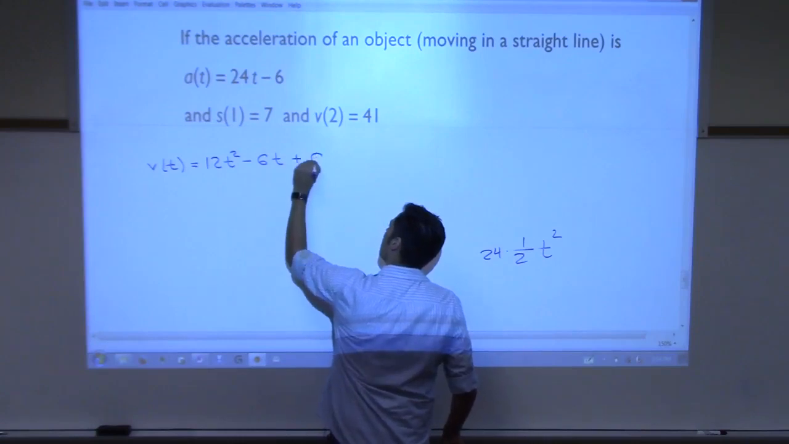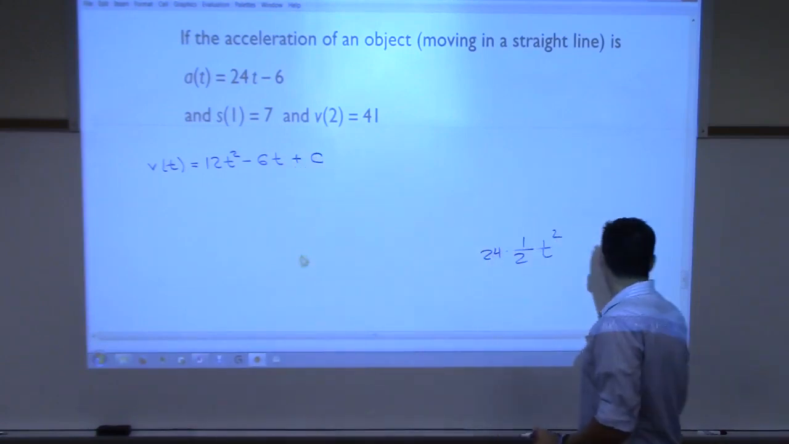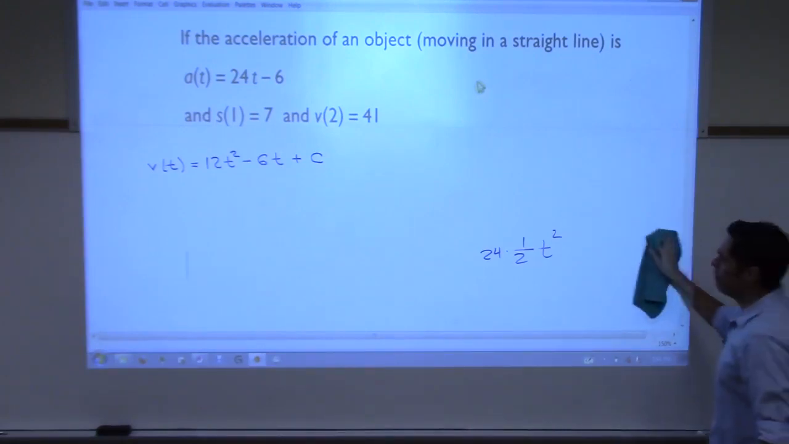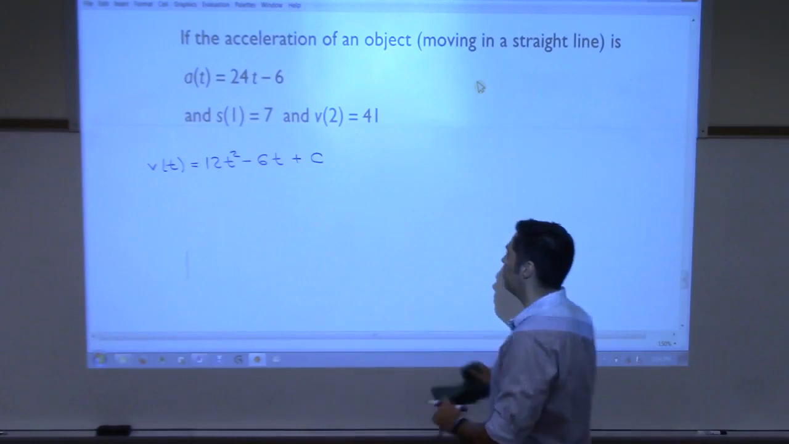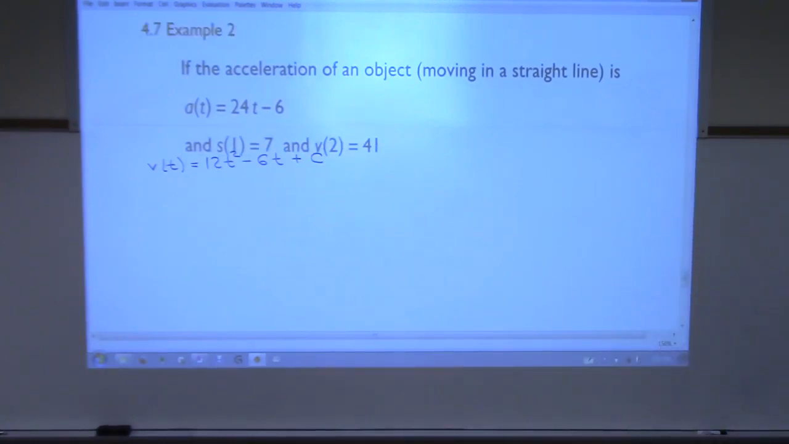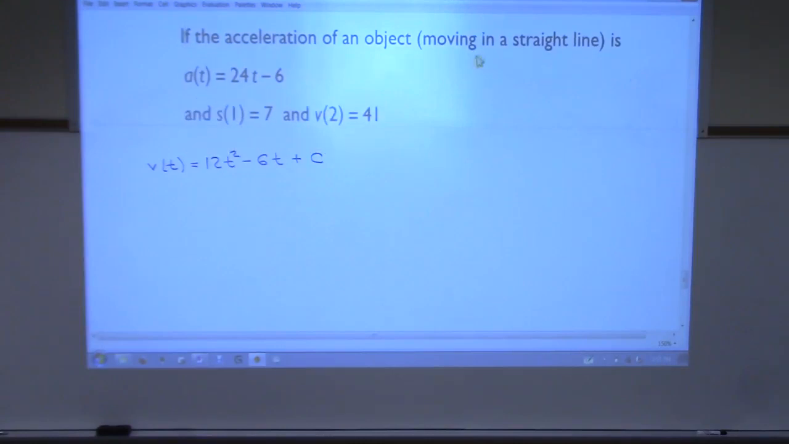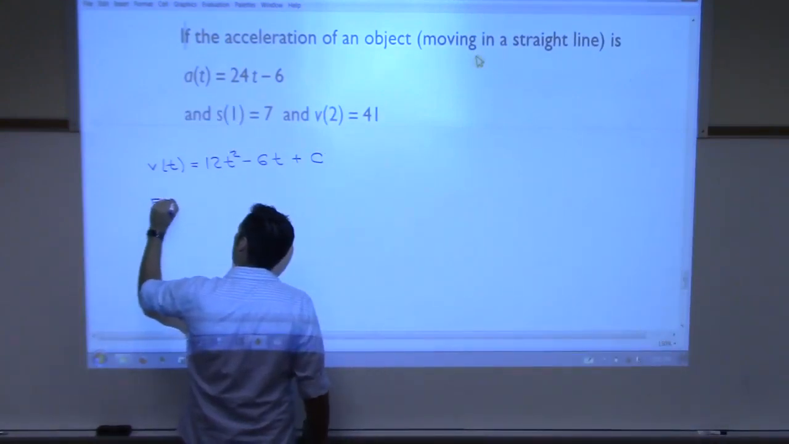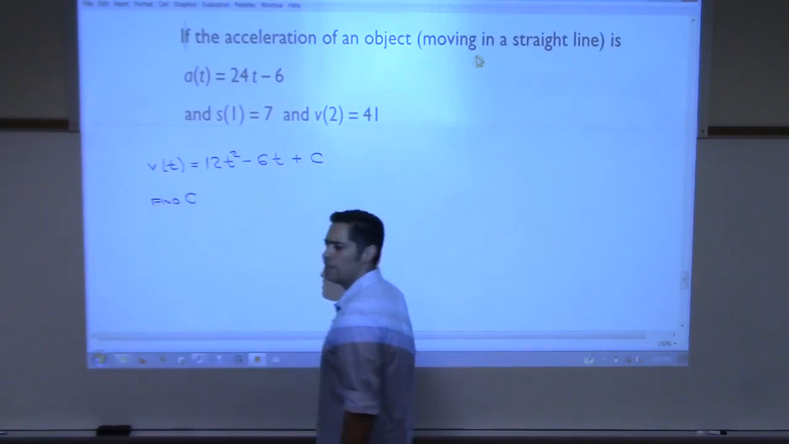All right? So here's what I know. I know that the velocity function is one of those functions. It's a family of parabolas, isn't it? Which parabola is it? Well, my goal here now is to find c. I need to find c.